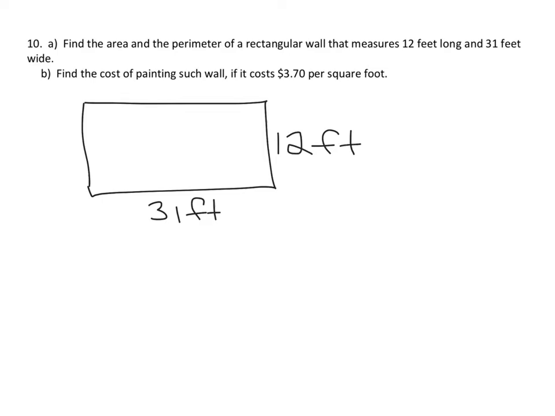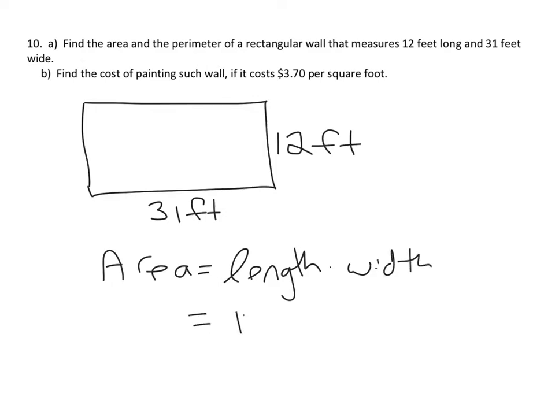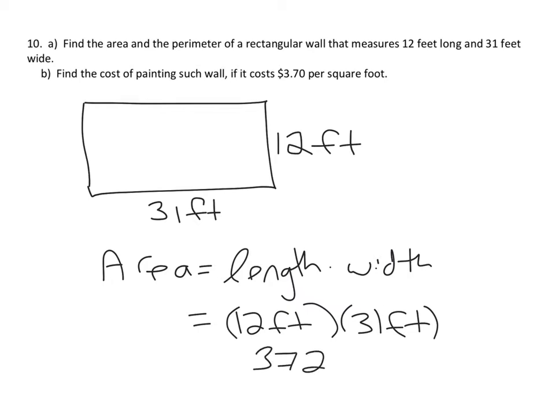Okay. So the area of a rectangle is just the length times the width. So all we have to do is the area, length, times the width. So in this case, it's 12 feet by 31 feet. So 12 times 31 is 372. And then feet times feet, you end up with feet squared.